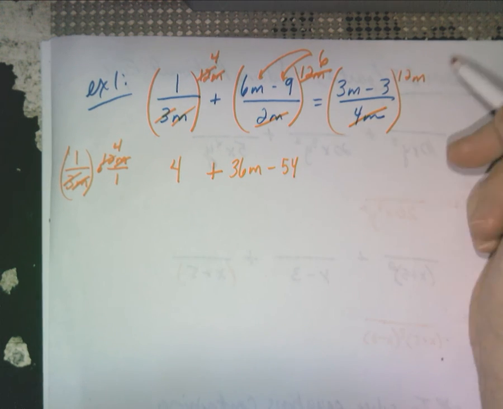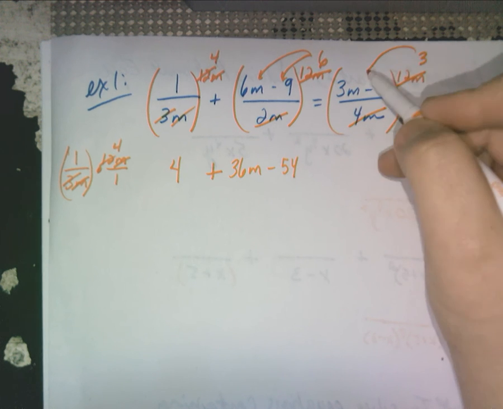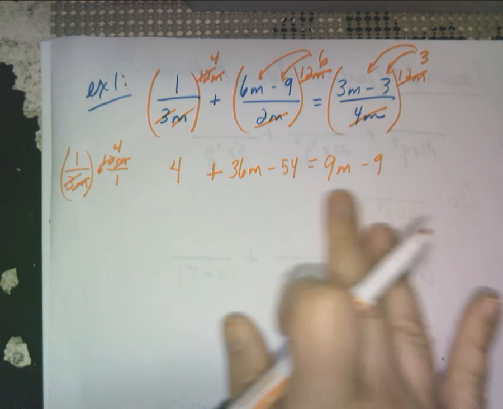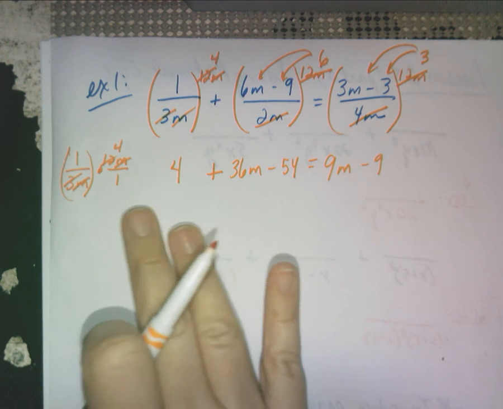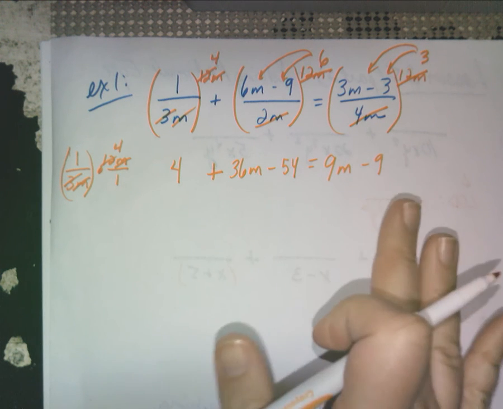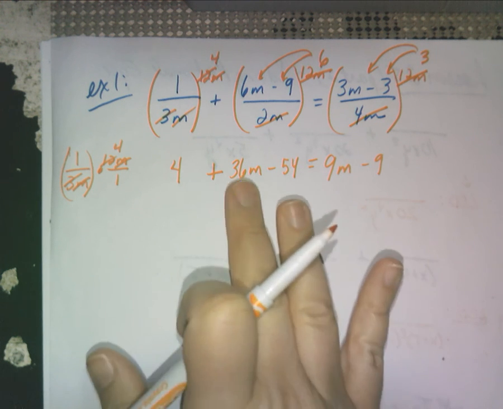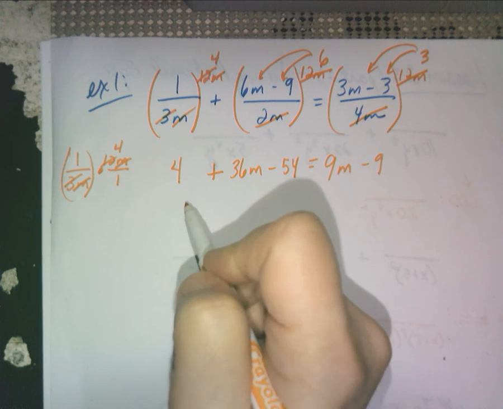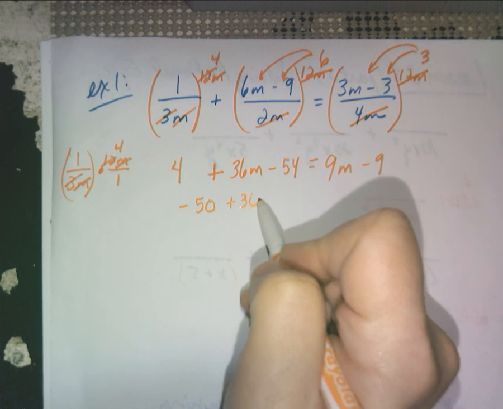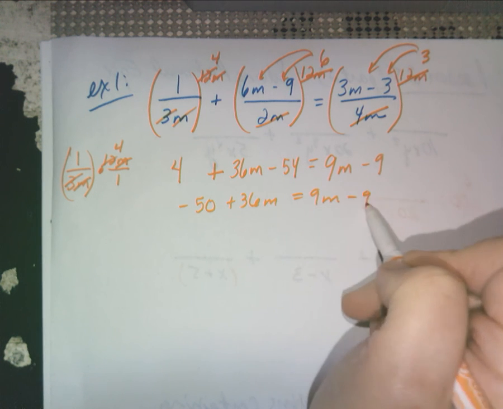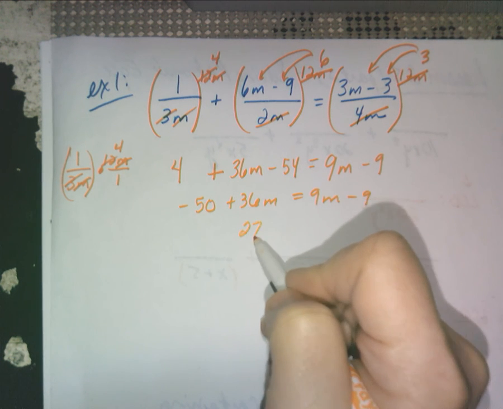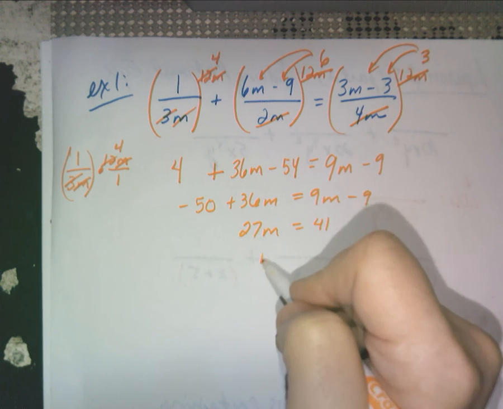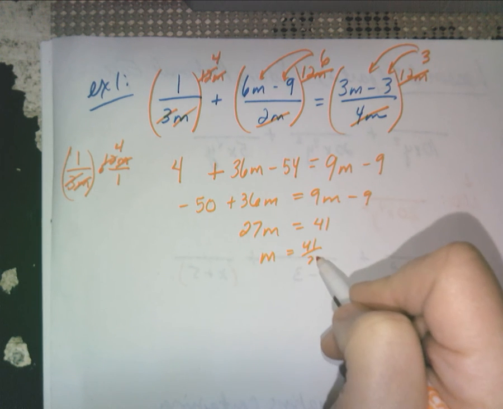And then 4M goes into 12M 3 times. Distribute that. 9M minus 9. Now I have a beautiful equation that no longer has fractions, and now I can just solve it like I normally would. Since it's linear, it has no squares, I'm going to get all my m's on one side and all my numbers on the other side. So let's see, this would be negative 50 plus 36m, 27m, 41. M equals 41 over 27.